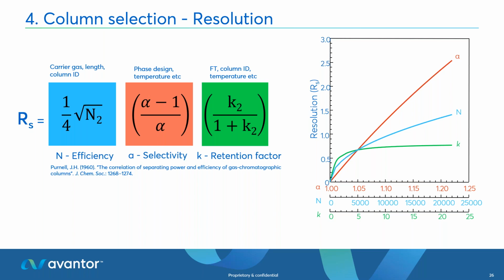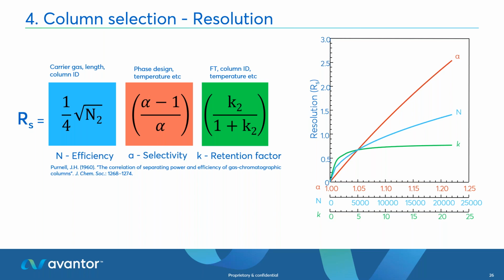Using a smaller ID helps to increase the number of theoretical plates, but you lose out on capacity because there's less space inside the column to inject your sample, and then there's higher pressures. So sometimes we can't just jump to a smaller column ID, it depends on your setup. Then we can also increase the length of the column, because the longer the column is, the more we can increase the resolution, but this should be a last resort, because even doubling the length of the column doesn't double the resolution, it only increases it by 40%, and then your analysis will be twice as long.